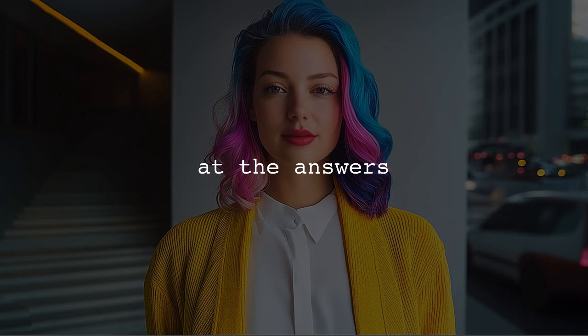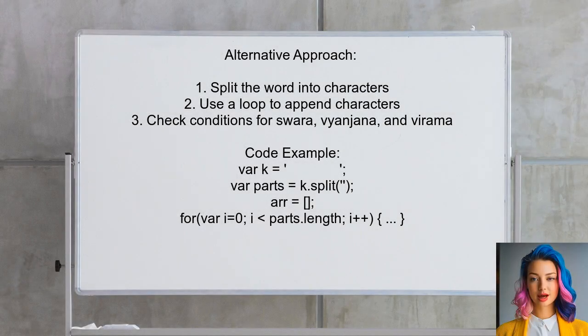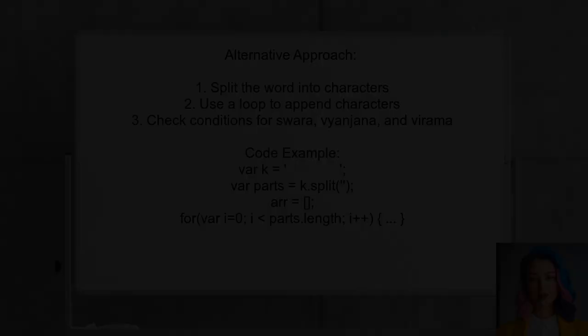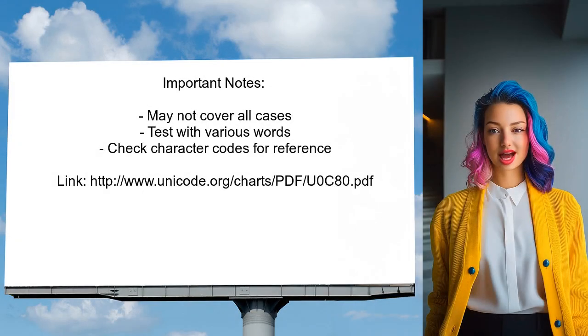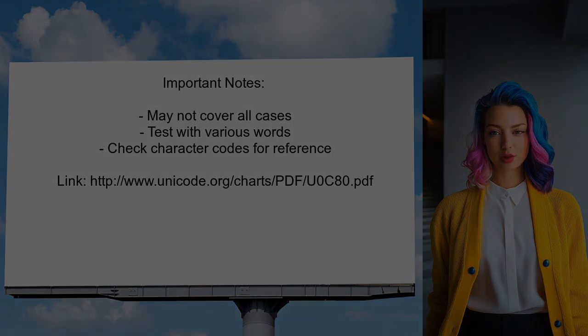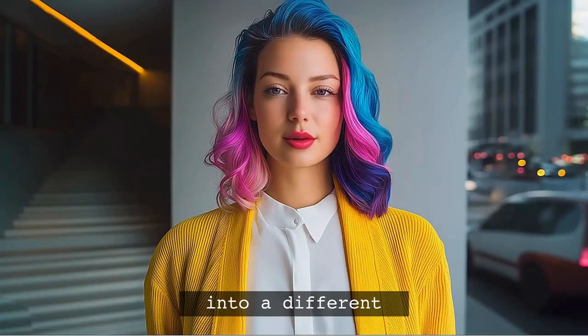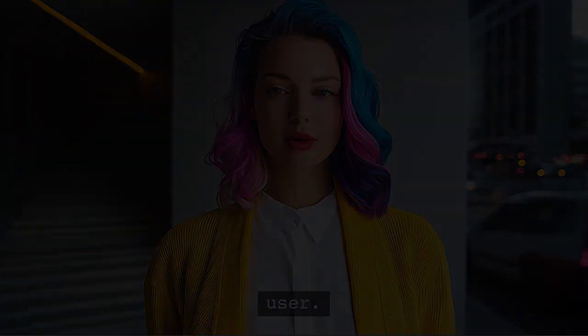Now, let's look at the answers provided by other users. An alternative approach shared by a user involves splitting the Kannada word into syllabic clusters using a loop. They start by splitting the word into individual characters and then append characters to the current syllable based on specific conditions. The user notes that this method may not cover all cases, especially with numbers, and suggests testing with different words to ensure accuracy.